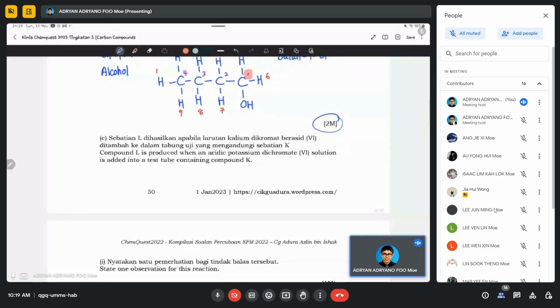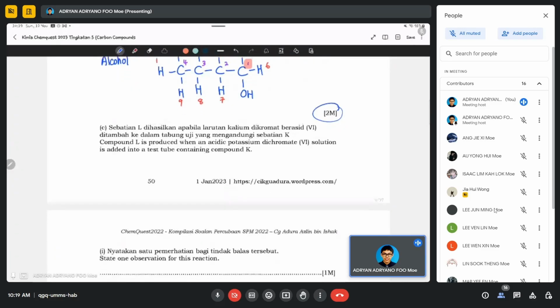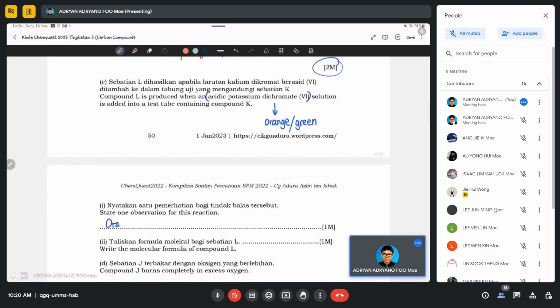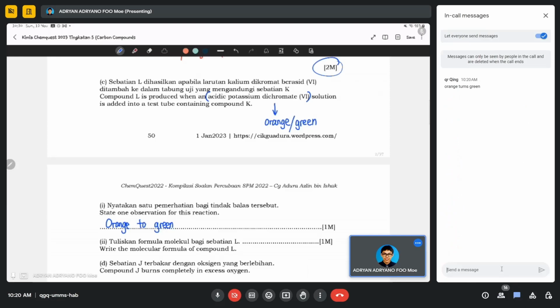我们知道的 alcohol 它会有一些 reaction. You can go read through. Okay? So obviously, when I see acidic potassium dichromate(VI) 我会想到什么？我会想到 orange 跟 green color. 因为它的 reaction 一定是这样的咯，从 orange to green. So your reaction here will be orange to green. That's it. Yes, orange turns to green.